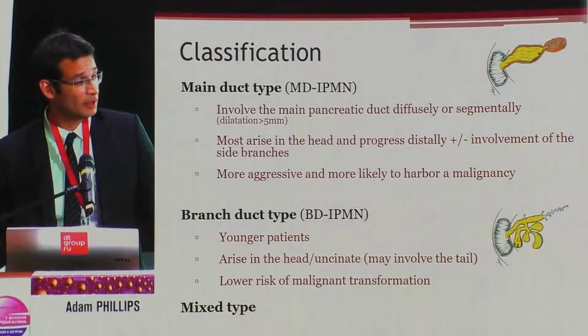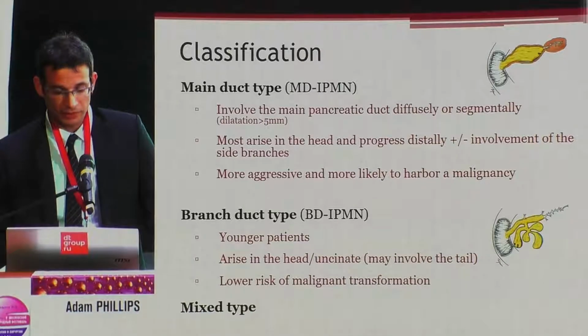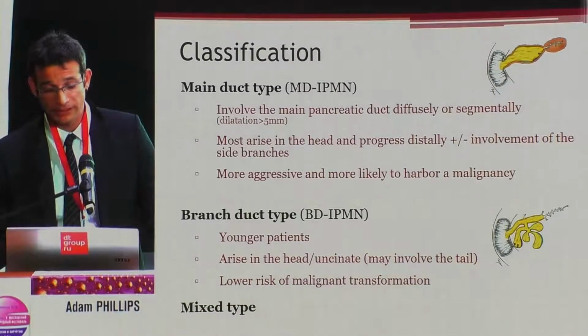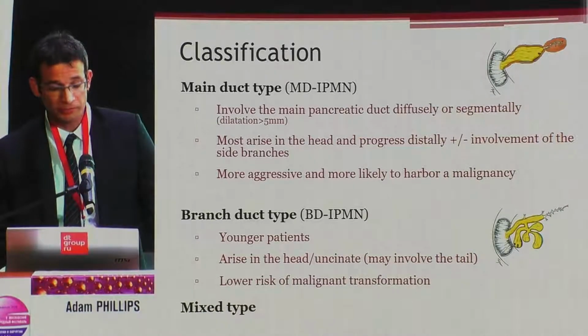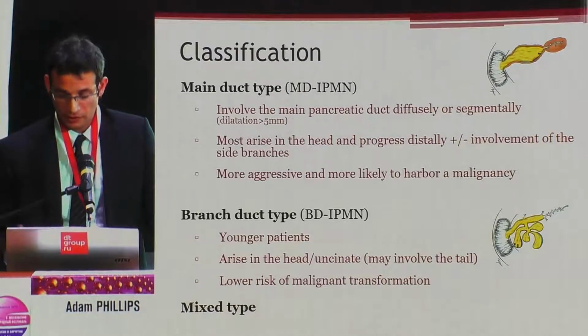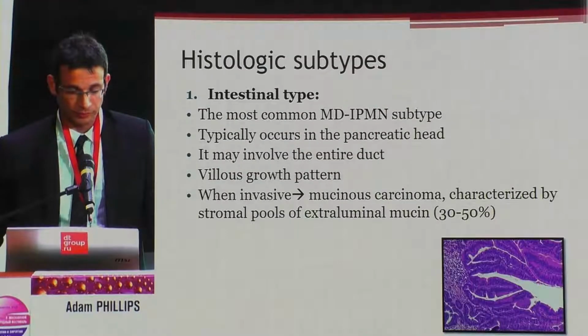The second type is the branch duct IPMN. It's in younger patients. It also arises mostly in the head and the uncinate process, but may involve the body and the tail. We have a low risk of malignant transformation. And the third classification is the mixed type that I will talk about later on.